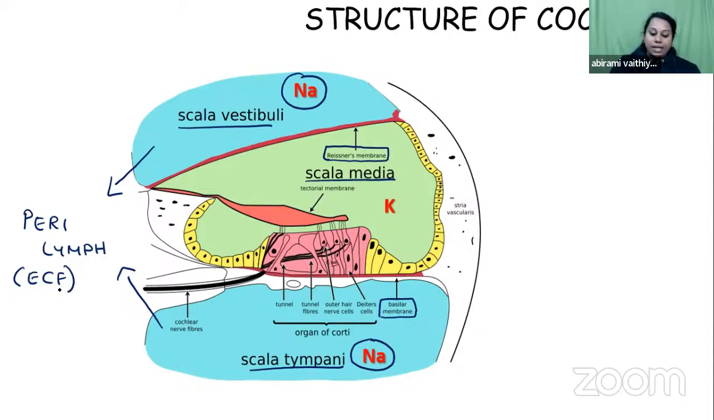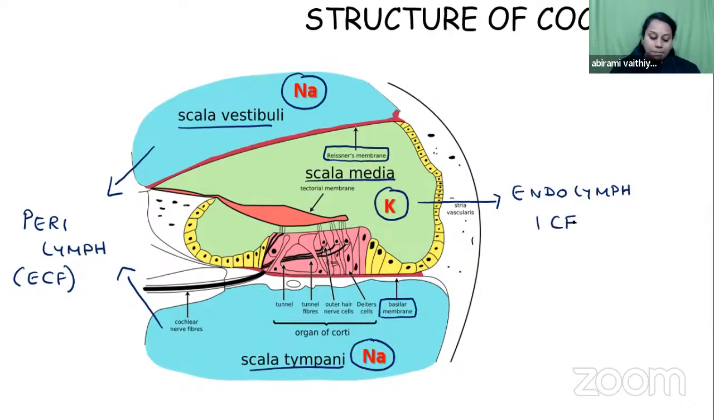What about scala media? Scala media is rich in potassium ions, and the fluid in the scala media is called endolymph. Intracellular fluid, ICF, is rich in potassium. So you can compare endolymph with that of ICF. So this is like intracellular fluid.